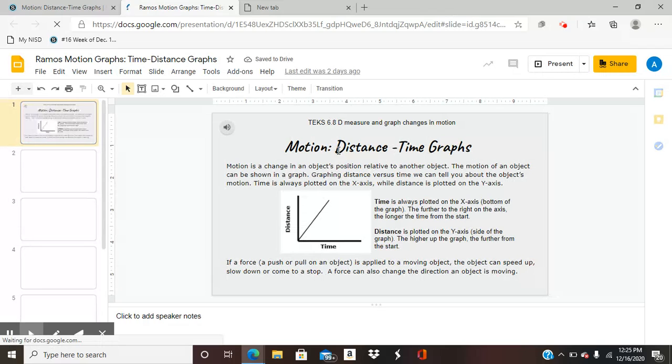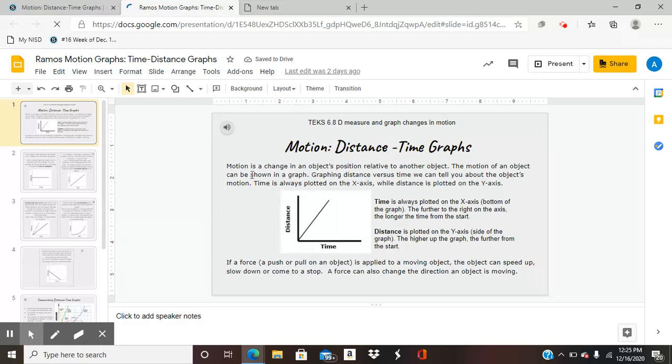So this is called motion distance-time graphs. Motion is a change in an object's position relative to another object. The motion of an object can be shown in a graph. Graphing distance versus time, we can tell you about the object's motion. Time is always plotted on the x-axis, and you can see here, while distance is plotted on the y-axis. Time is always plotted on the x-axis, the bottom of the graph. The further to the right on the axis, the longer the time from the start.